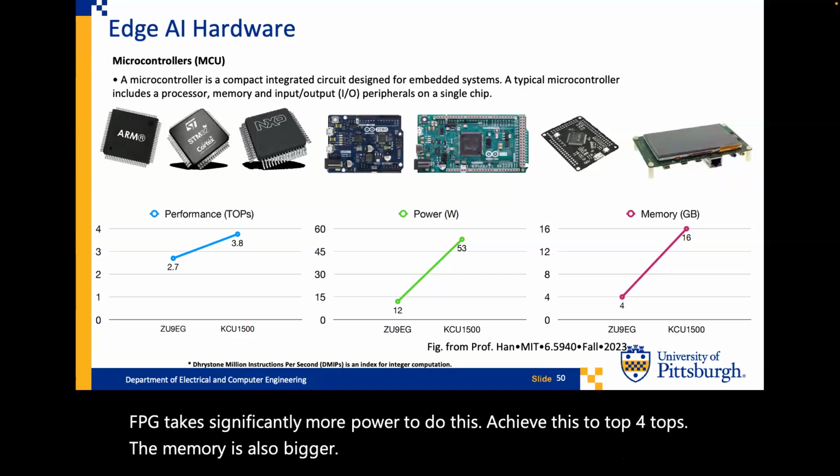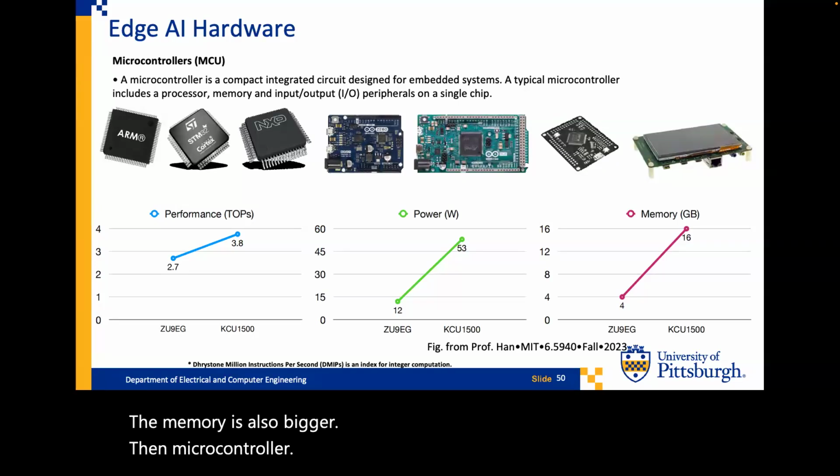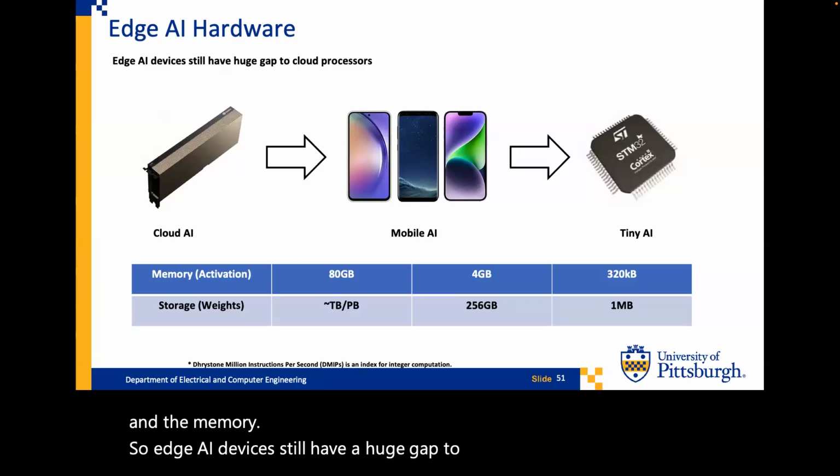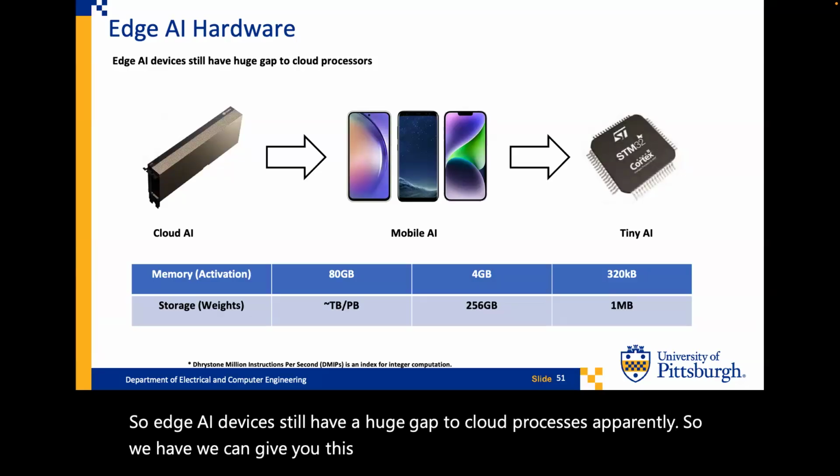Then the microcontroller. This MCU can also achieve about 4 tops with larger power and memory. So edge AI devices still have a huge gap to cloud processors, apparently. This gives you a cross-platform comparison of the memory and the storage.